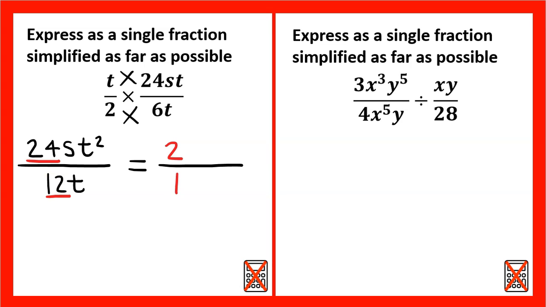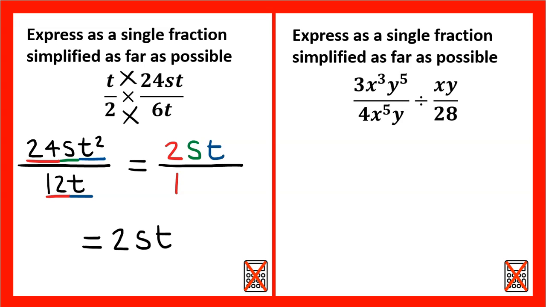We can also find common factors between the algebraic expressions. We have s in the numerator but not in the denominator, so s will just stay the same. Lastly, we have t squared at the top, t at the bottom. Both will divide by t, leaving us with t at the top. Tidying this up, as we don't have to write this over 1, it would be 2st.